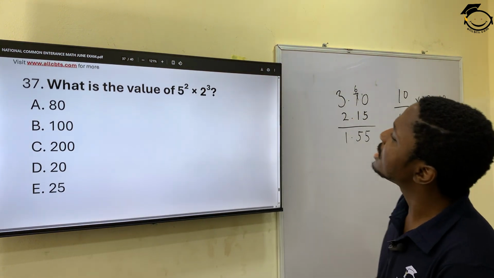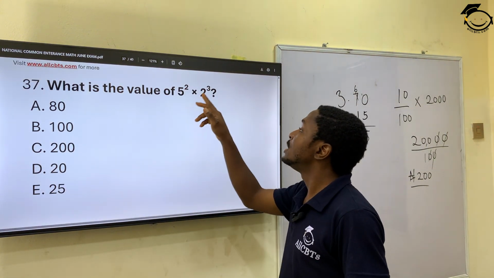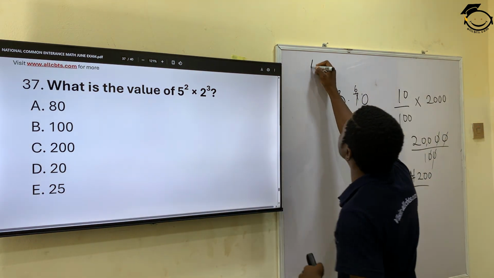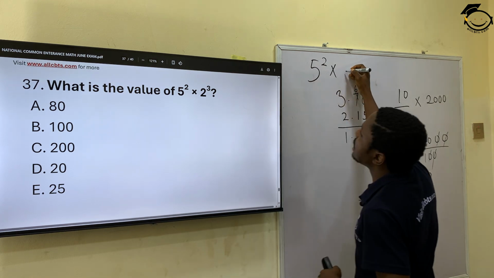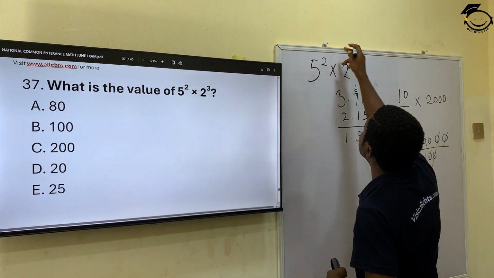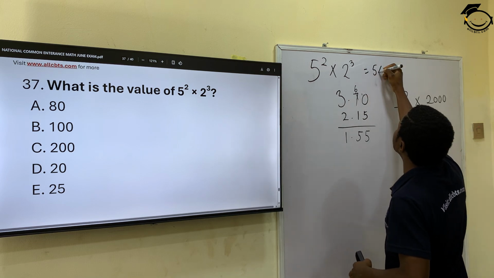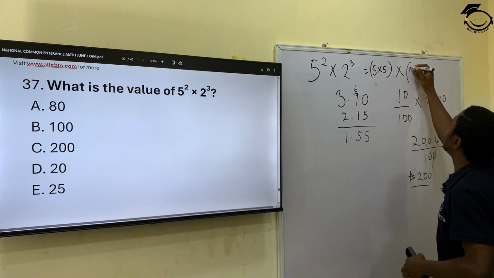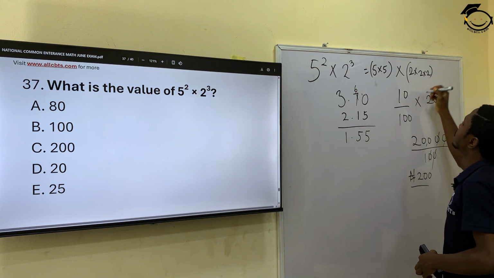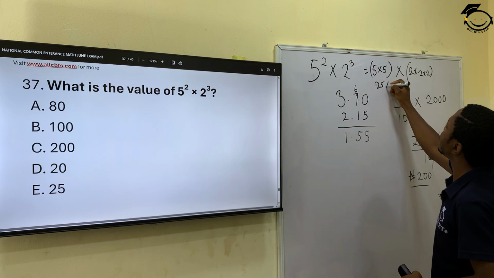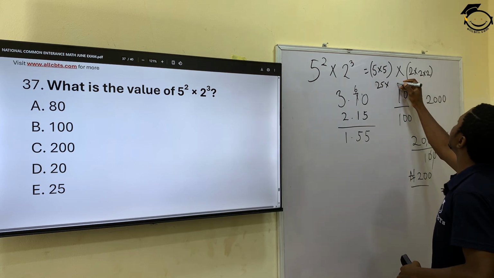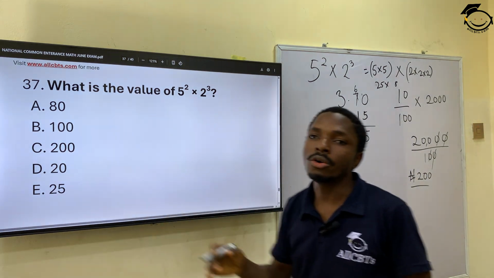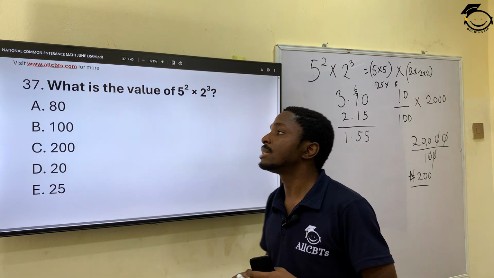37. What is the value of 5 raised to power 2 times 2 raised to power 3, which is simply 1? Okay, 5 raised to power 2 times 2 raised to power 3. That's simply 5 in 2 places, right? That's 5 times 5, right? Times 2 in 3 places, right? That's 2 times 2 times 2, right? So 5 times 5, 25, times 2 times 2 times 2, 8, right? 25 times 8 will give us what? 200. Option C is the right answer.